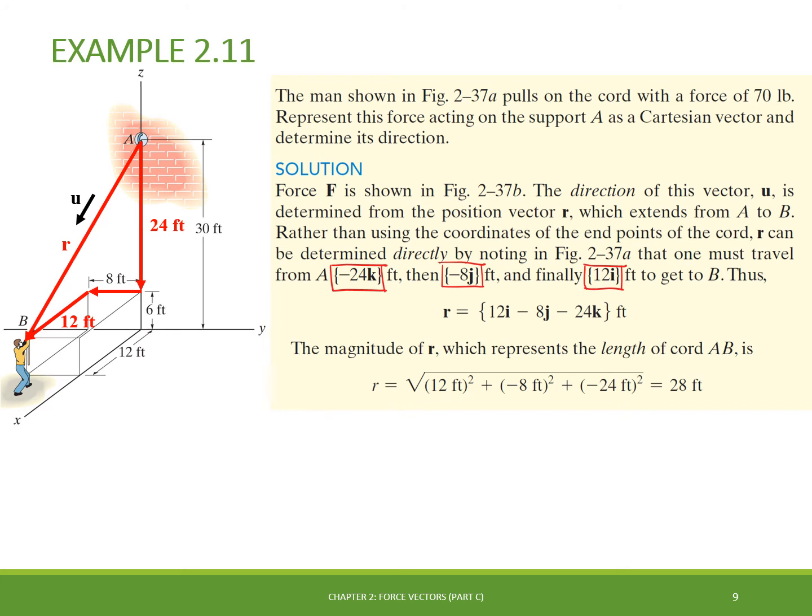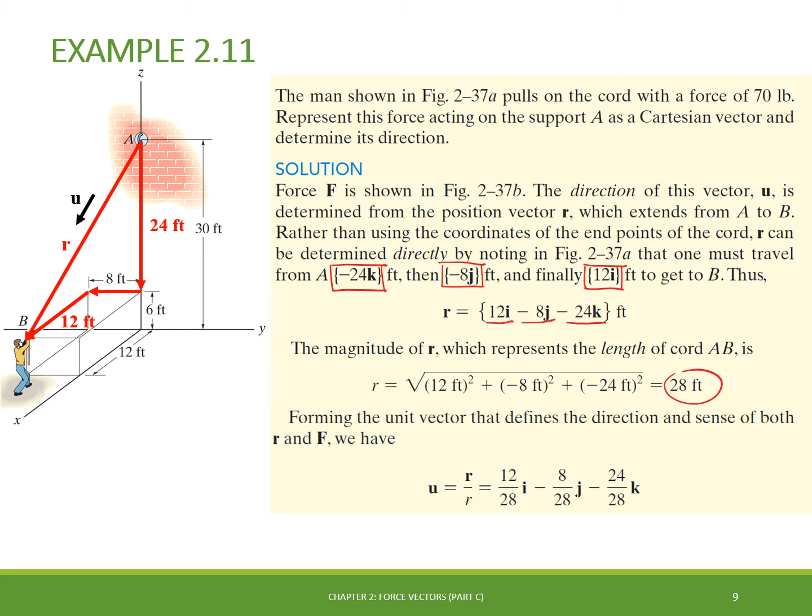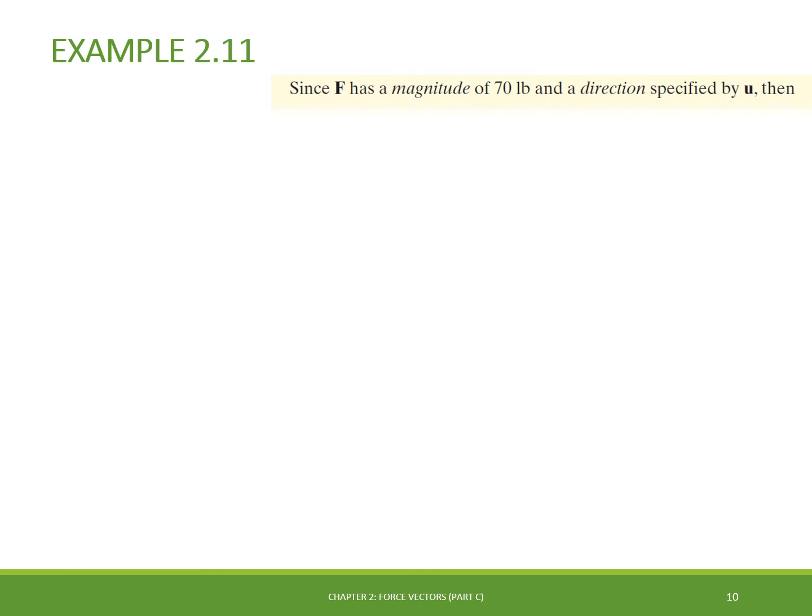Also, we can get the magnitude of the position vector by simply taking the square root of the sum of the squares of its components, which results in 28 feet. Now we have everything we need to obtain the unit vector u, which is determined by dividing each component of the vector r by its magnitude that we just calculated, and this is the result. Now that we got the unit vector u, we can use it with the magnitude of the force F, which is 70 pounds, and apply the formula in slide number 6 to get the final answer for the Cartesian vector notation of the force F.